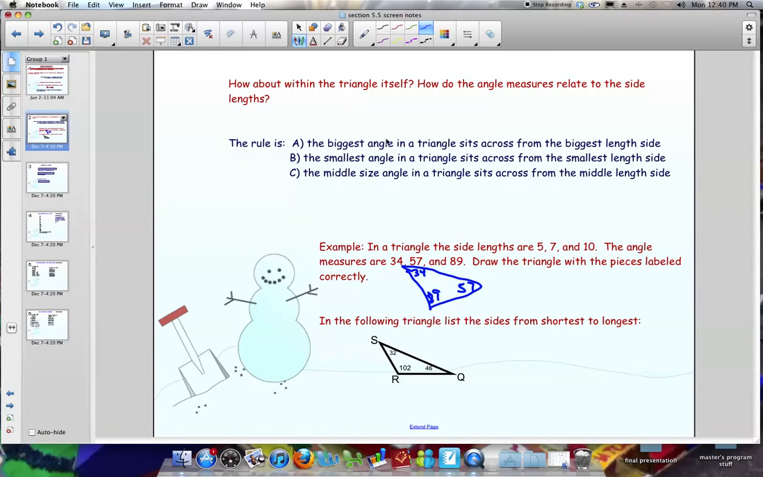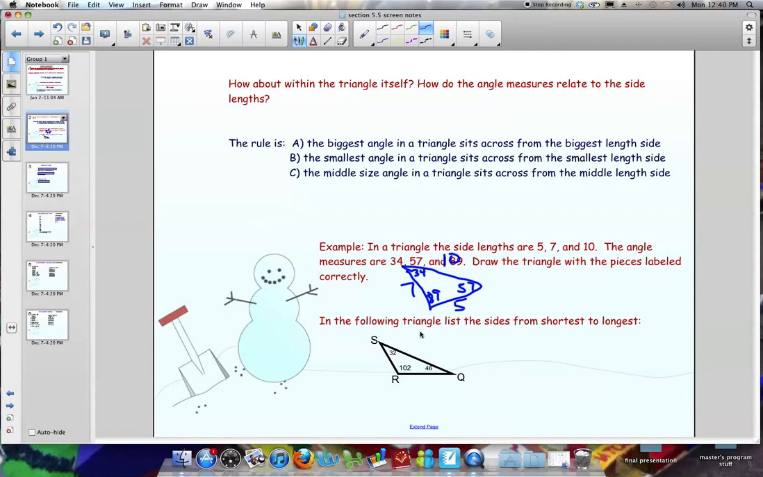Then my biggest side has to sit across from my biggest angle. So my side that's 10 units long would have to sit across from my angle that is 89 degrees. My side that is 7 units long would have to sit across from my angle that's in the middle, 57. And my side that's 5 would have to sit across from my smallest angle, and that's what that triangle would look like.